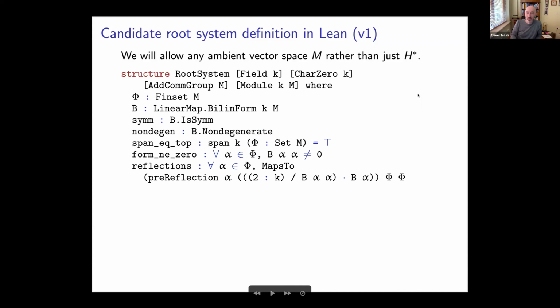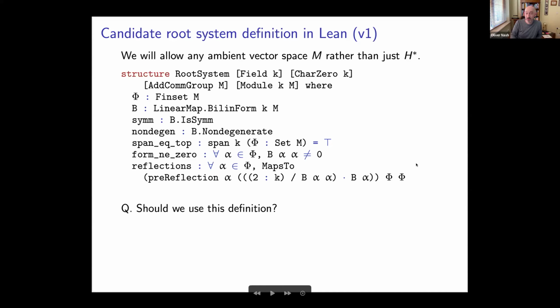systems if you look on Wikipedia or various books, this is what you'd write. And this is a pretty good definition. So I've got a finite dimensional vector space over a field of characteristic 0. I've got this finite subset of vectors. So M here is like H star. We've got this bilinear form. It's symmetric. It's non-degenerate. The roots span. None of them are null. And then this condition down here is a little bit of a mouthful, but this is saying the reflection associated to a root alpha sends phi to phi. And so that's valid Lean that I wrote when I was making these slides.